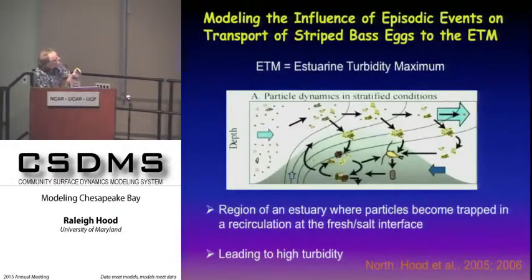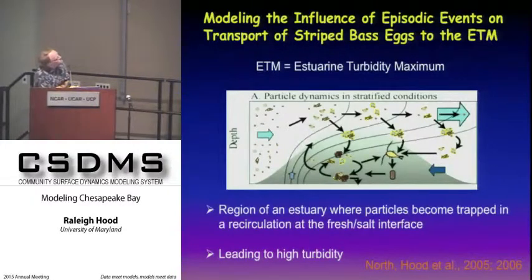And so now what I want to do is talk just briefly about this second IBM modeling study. It was published in 2 papers by Elizabeth, myself, and colleagues in 2005 and 2006, and it's called, as I said, Modeling the Influence of Episodic Events on Transport of Striped Bass Eggs to the ETM. And so, of course, I've got to explain what an ETM is.